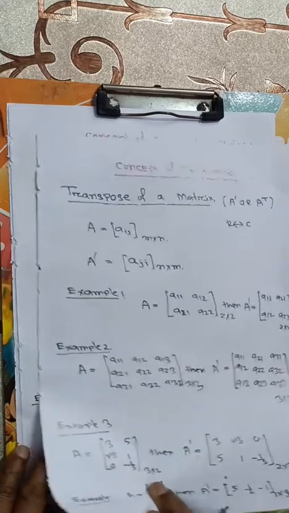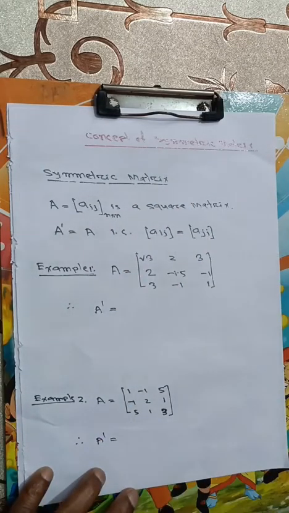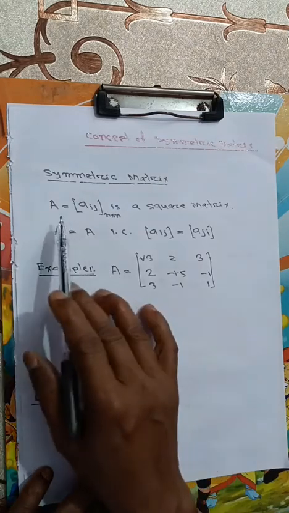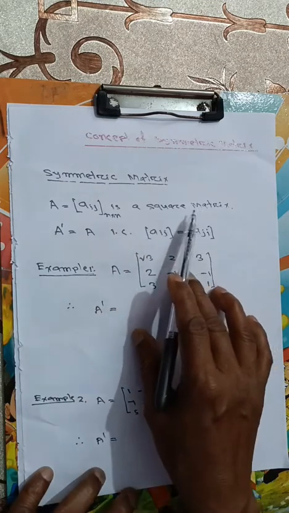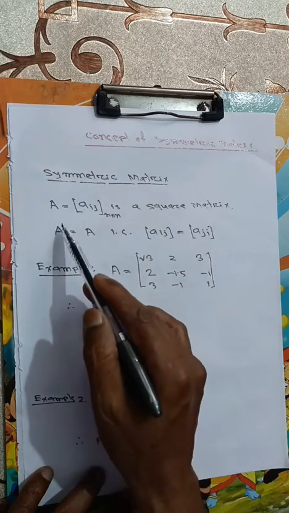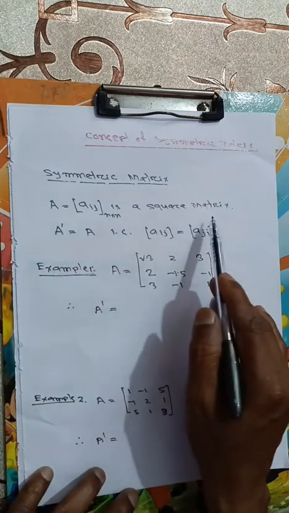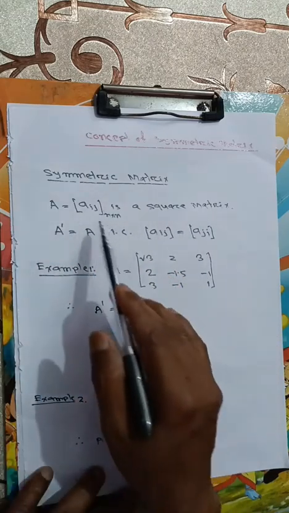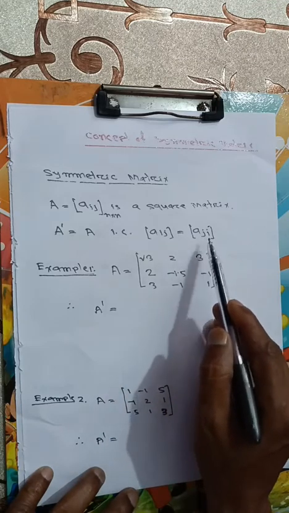Now we are going to another concept, the symmetric matrix. What is a symmetric matrix? A symmetric matrix is a square matrix. If A is equal to Aij, an n into n order square matrix, and its transpose, that means A dash, is equal to its original matrix, then this matrix is known as a symmetric matrix. In the case of a symmetric matrix, Aij is equal to Aji.